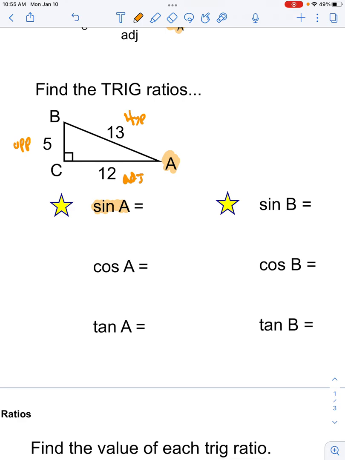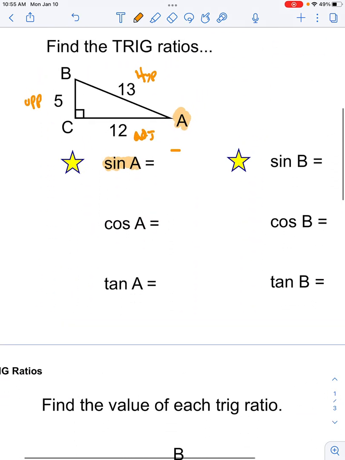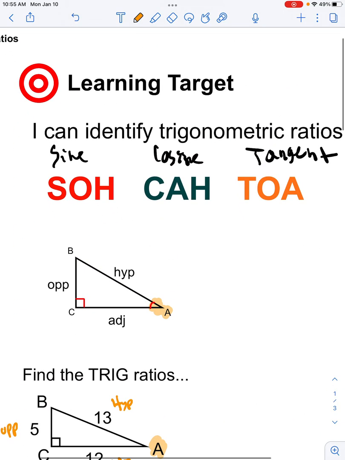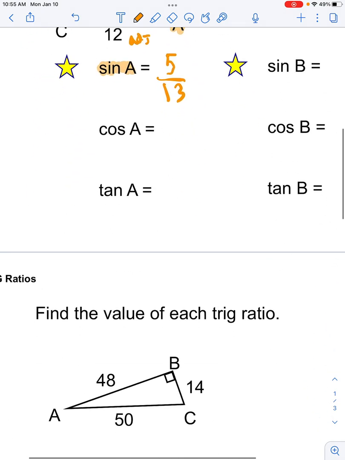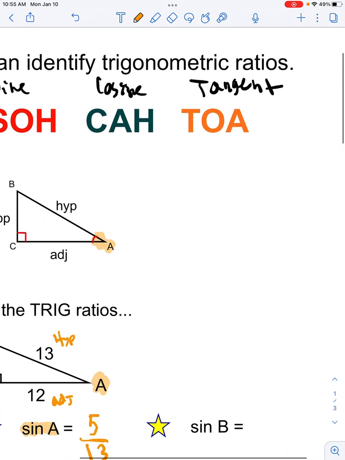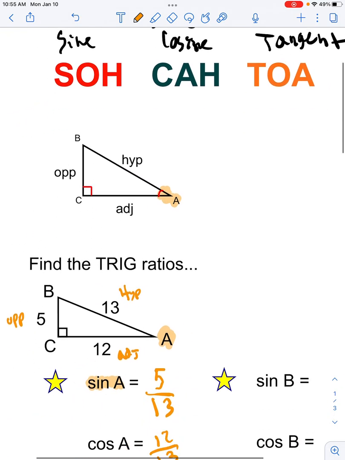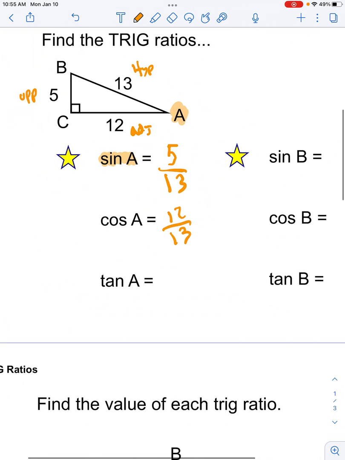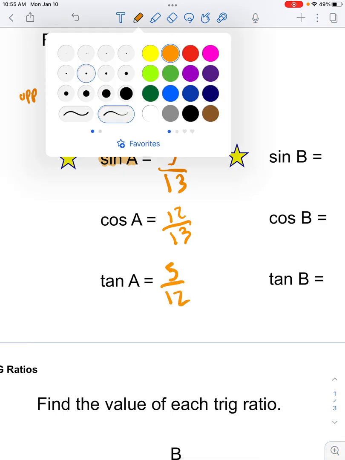So opposite over hypotenuse is going to be 5 over 13. If I want to look at cosine, again, adjacent over hypotenuse. My adjacent is 12 and my hypotenuse is 13, whereas tangent is opposite over adjacent. So opposite is 5, adjacent is 12.